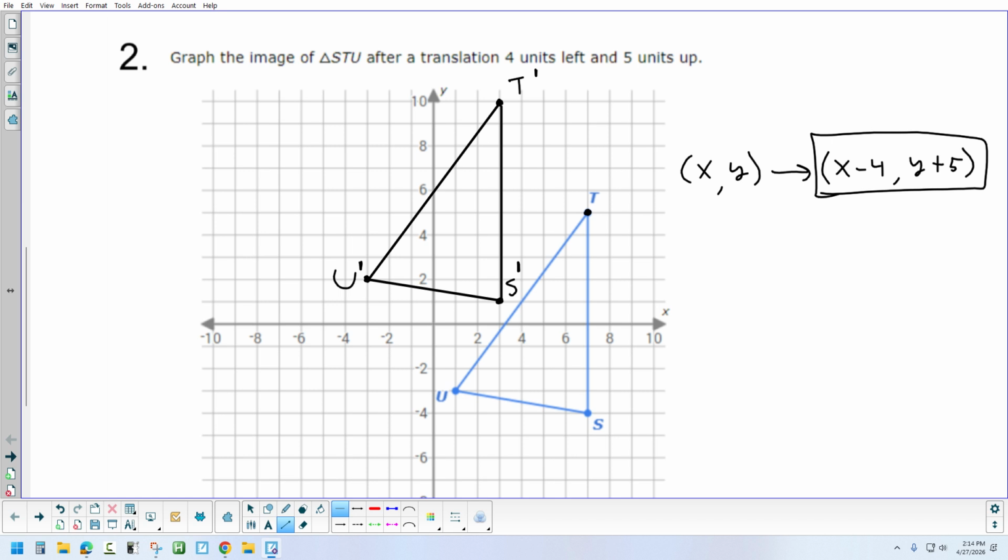Did the size of the triangle change? What do you think? Yeah? No, the size didn't change. It didn't reflect, it didn't flip. All that happened was we moved it to a different spot.